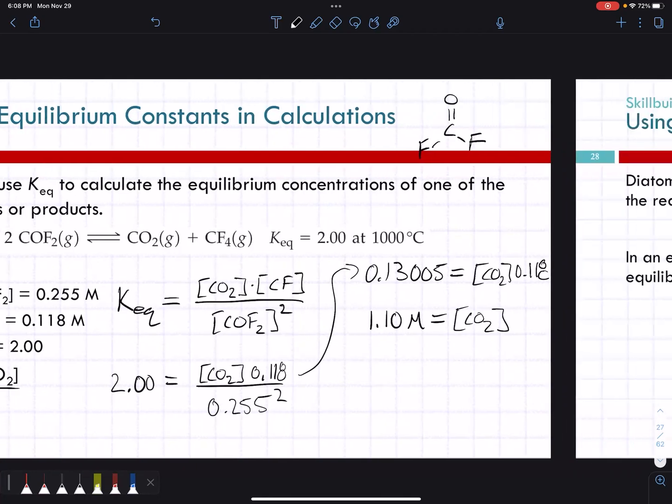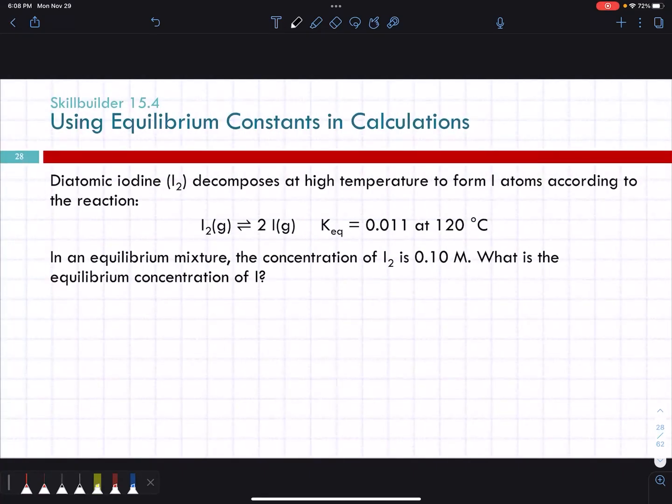Cool. So we have diatomic iodine decomposing at high temperature to form iodine atoms, according to this reaction. So again, these are keywords of equilibrium. So in an equilibrium mixture, so we're working at equilibrium, the concentration of I2, molecular iodine, is 0.10 molar. What is the equilibrium concentration of iodine? So we've been given a KEQ. We've been given one of the concentrations.